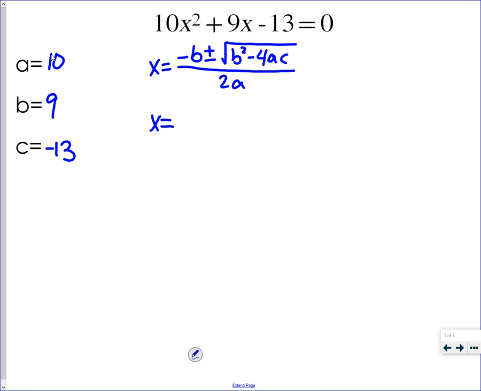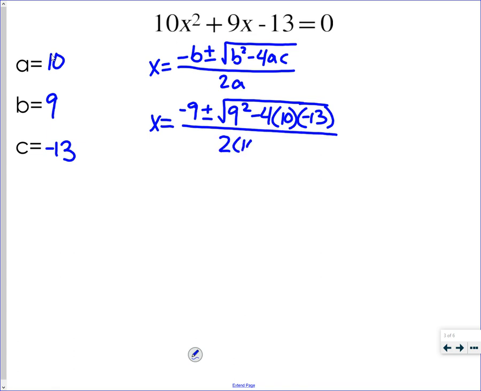X equals, now the opposite of b, again, b happens to be a positive number, so the opposite is going to be a negative 9 plus or minus the square root of 9 squared minus 4 times 10 times a negative 13, all over 2 times 10. 9 squared is 81. And again, I would keep change because now I've got two negatives. I've got negative 4 times 10 times a negative 13. Two negatives will give me a positive. So 4 times 10 is 40 times 13 should give me 520.